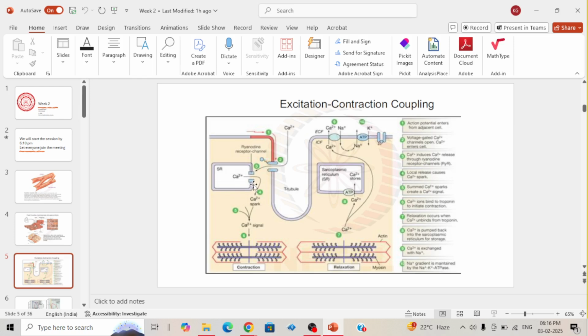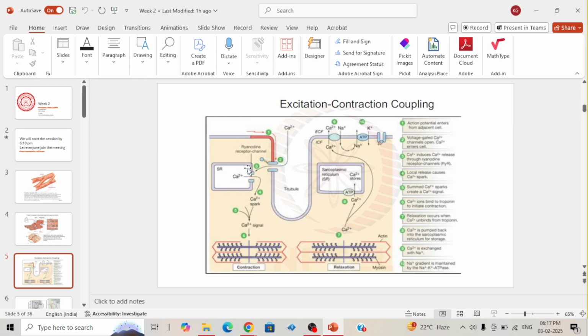Here the ryanodine receptors are also present, but the main difference between the ryanodine receptors present here and the ryanodine receptors that were present in the skeletal muscle is that the ryanodine receptors here are not attached to the DHPR, as they were attached mechanically in case of the skeletal muscle. Here they are not attached with the DHPRs, and so here they are called ryanodine receptor 2. The ones present in the skeletal muscle were called ryanodine receptor 1, and here ryanodine receptor 2 are present.